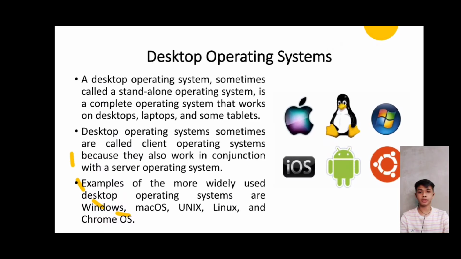Desktop operating systems. A desktop operating system, sometimes called a standalone operating system, is a complete operating system that works on desktops, laptops, and some tablets. Desktop operating systems sometimes are called client operating systems because they also work in conjunction with a server operating system. Client operating systems can operate with or without a network. Examples of the more widely used desktop operating systems are Windows, macOS, Unix, Linux, and Chrome OS.